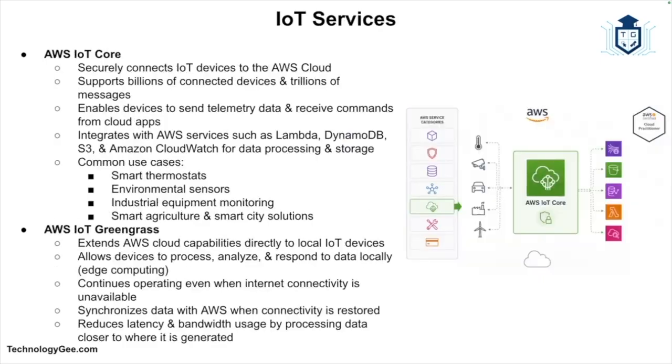And finally, let's talk about IoT, or the Internet of Things. The key services are AWS IoT Core and AWS IoT Greengrass. IoT Core allows devices to connect to the cloud securely. So think about smart thermostats, sensors, or industrial machines sending data to AWS. And then IoT Greengrass extends AWS capabilities to local devices, allowing devices to process data locally, even when offline. Now for the exam, just understand that when you're talking about connecting devices to the cloud, we're talking about IoT Core. And if we're talking about local processing on devices, then we're talking about Greengrass.